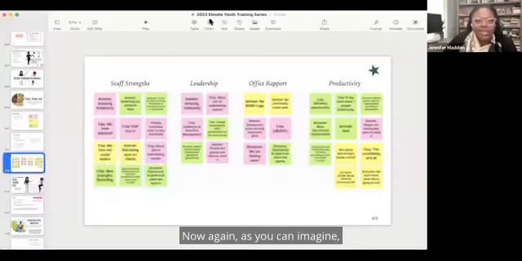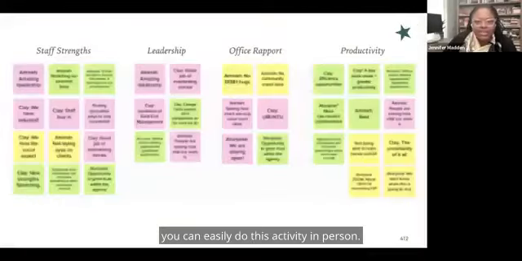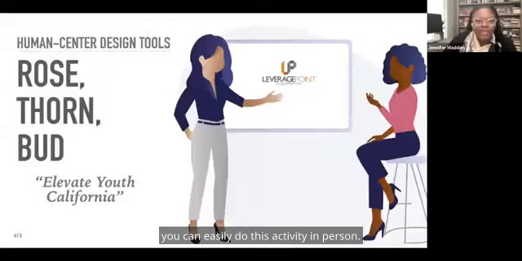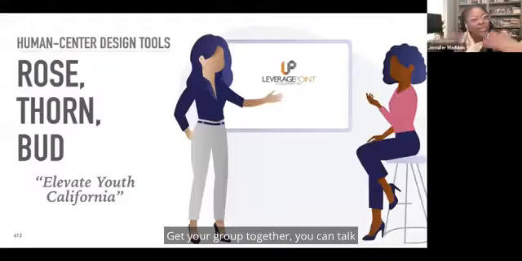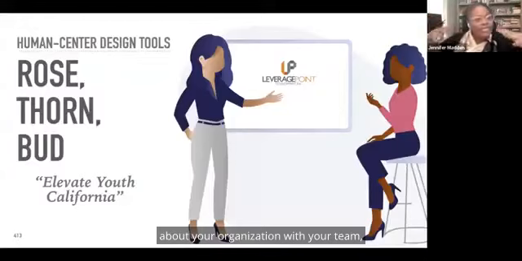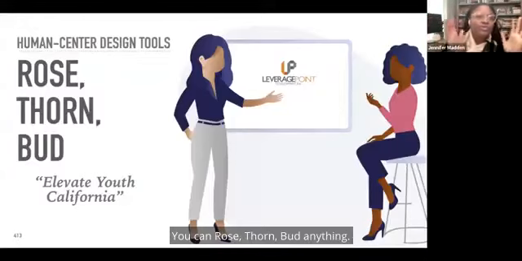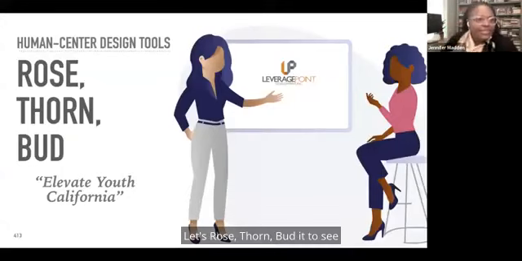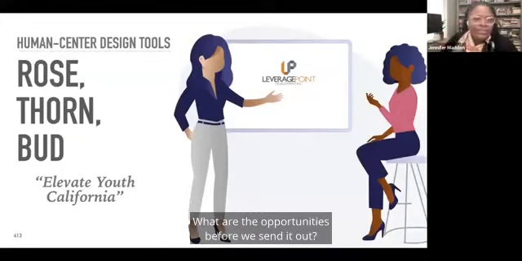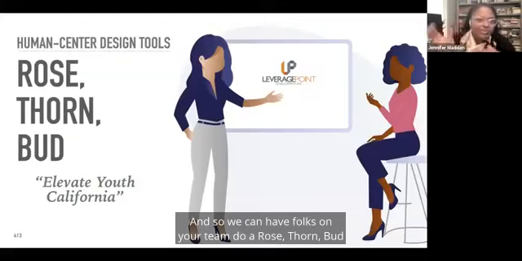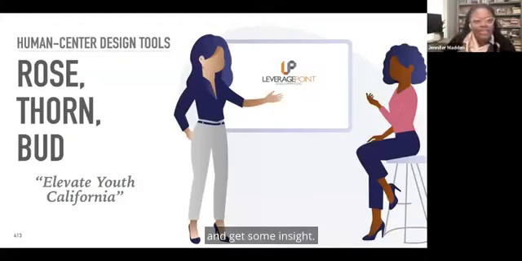Now, as you can imagine, you can easily do this activity in person. Get your group together. You can talk about your organization with your team, with your board, with a department. You can role storm anything. Here's a draft of your newsletter. Let's role storm it to see if we've missed something. What are the positives? What are the negatives? What are the opportunities before we send it out? So we can have folks on your team do a role storm and get some insight.